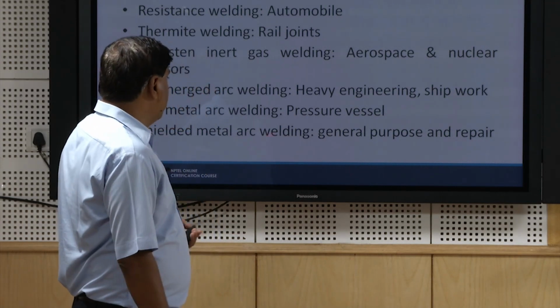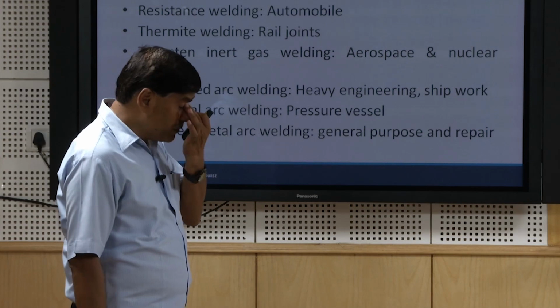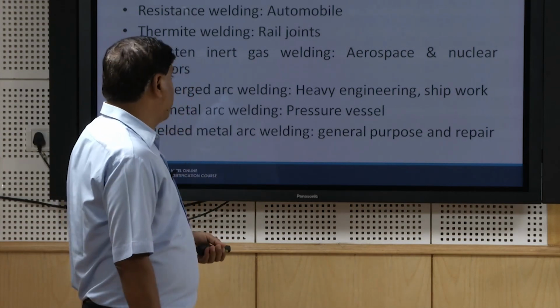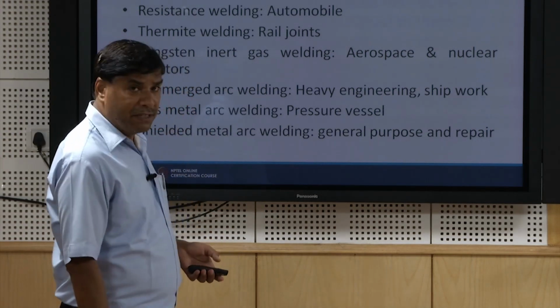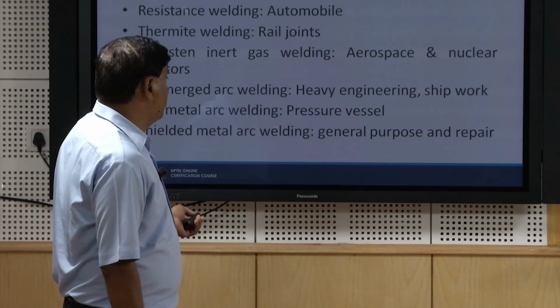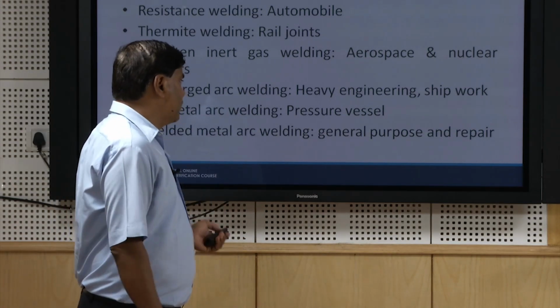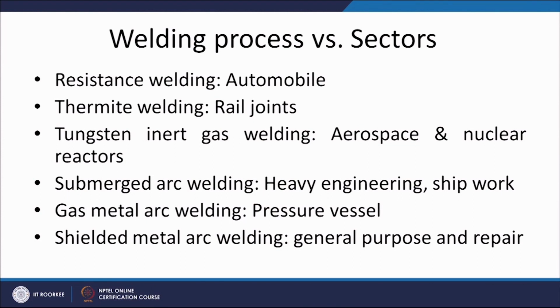And the gas metal arc welding process is another process which offers very good quality weld joints, but not as good as that of the GTAW process, and it is used for the pressure vessels, and wherever reasonably good quality weld joints are needed. And the shielded metal arc welding process is generally used for the general purpose welding and for the repair purposes.